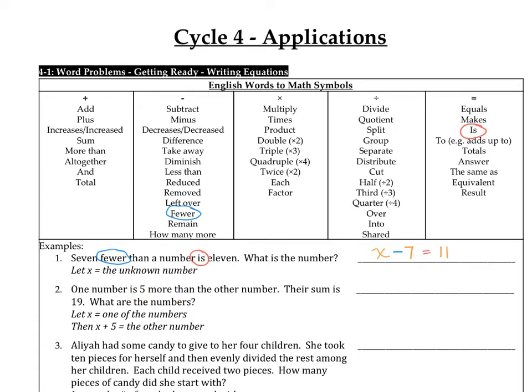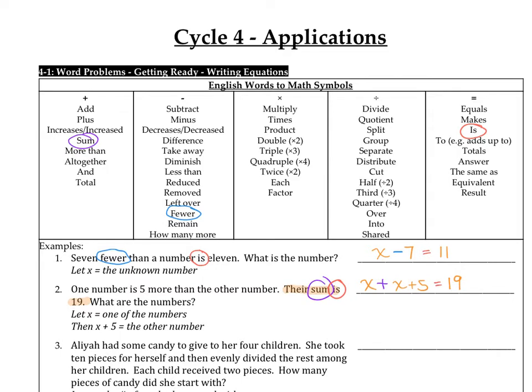Now, this is what you need to make the equation out of. Their sum is 19. So sum represents addition. So we're going to add them together. So the first number is x, and we're going to add it because it's the sum, and the second number is x plus 5, and then is, that's where your equal sign is going to be, and the sum is 19.